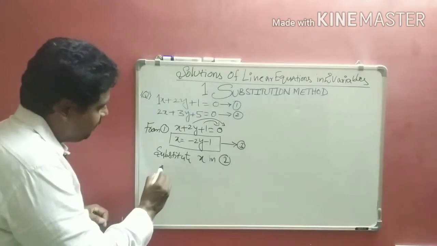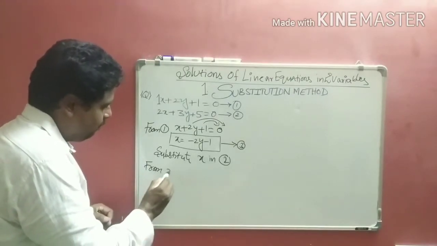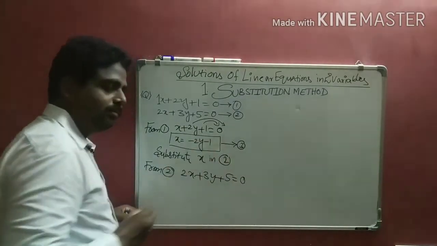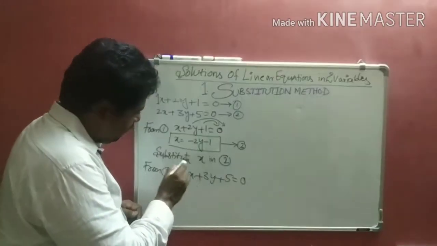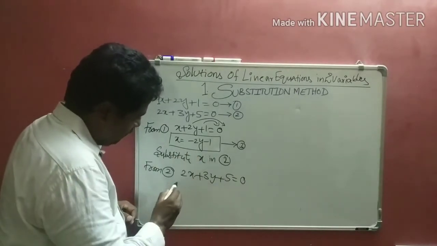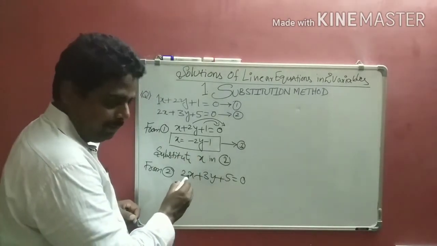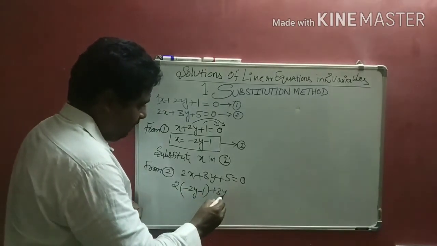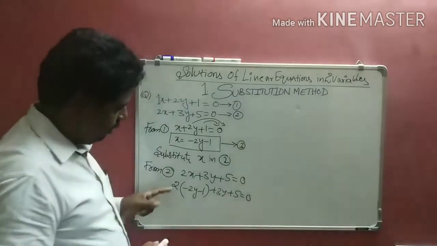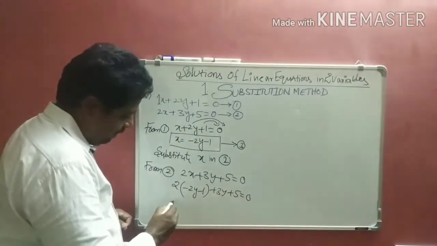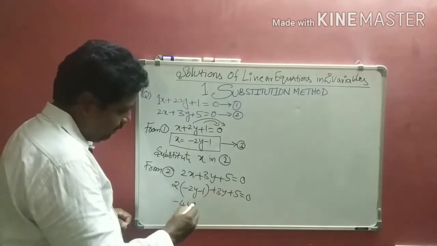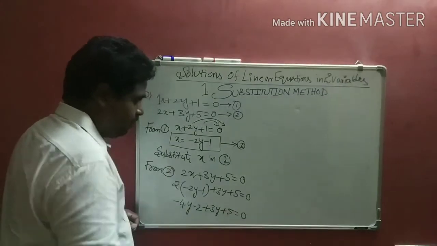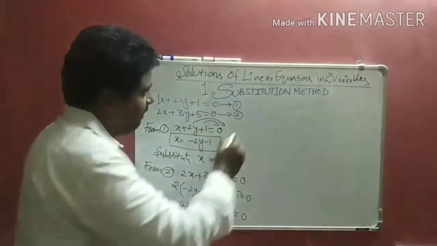So let us repeat equation number 2, that is 2x plus 3y plus 5 is equal to 0. So now what we have to do, in the place of x we can write minus 2y minus 1. So 2 into, we know that it is multiplication, 2 into the value of x, minus 2y minus 1, plus 3y plus 5 is equal to 0. Now multiply with 2. 2 into minus 2y becomes minus 4y minus 2 plus 3y plus 5 is equal to 0. Now minus 4y plus 3y, what does it become?